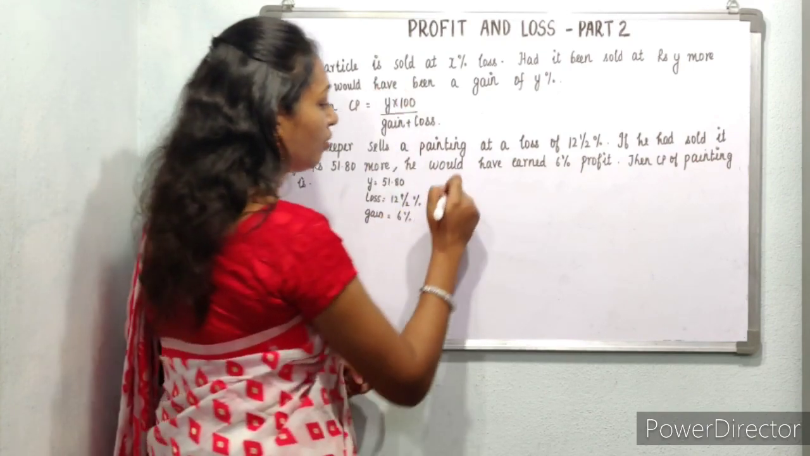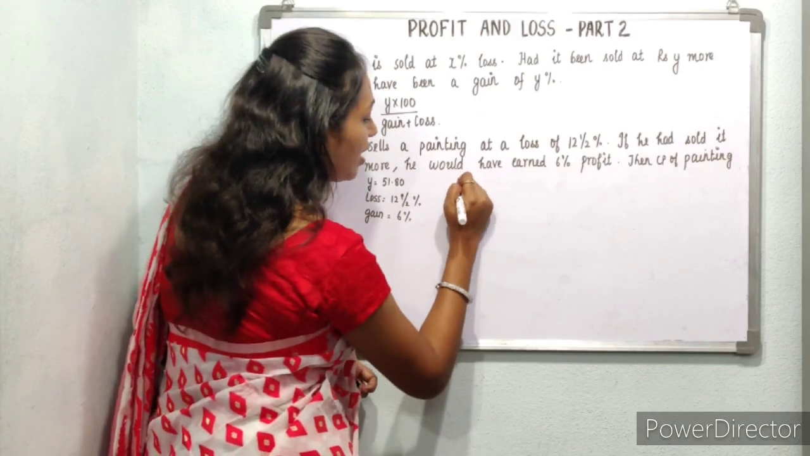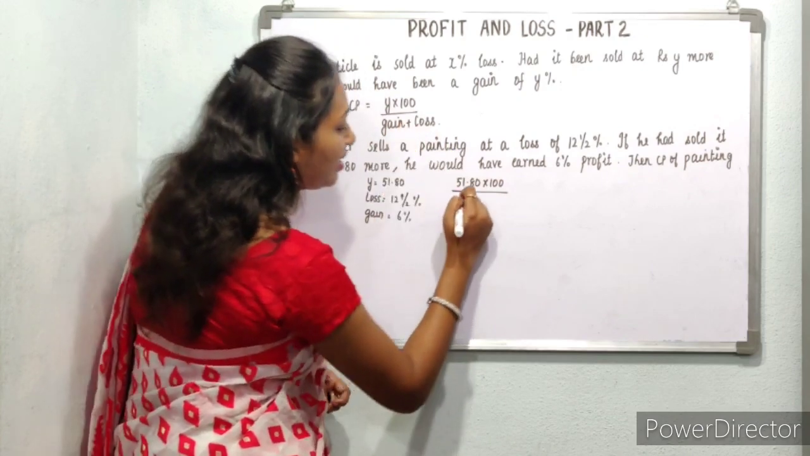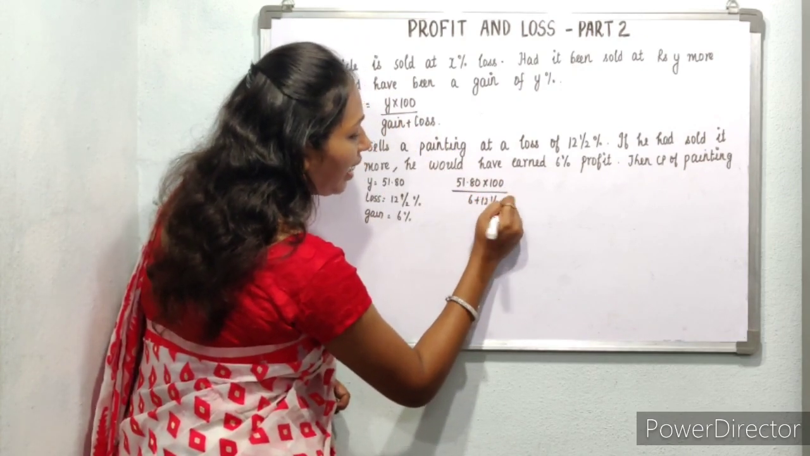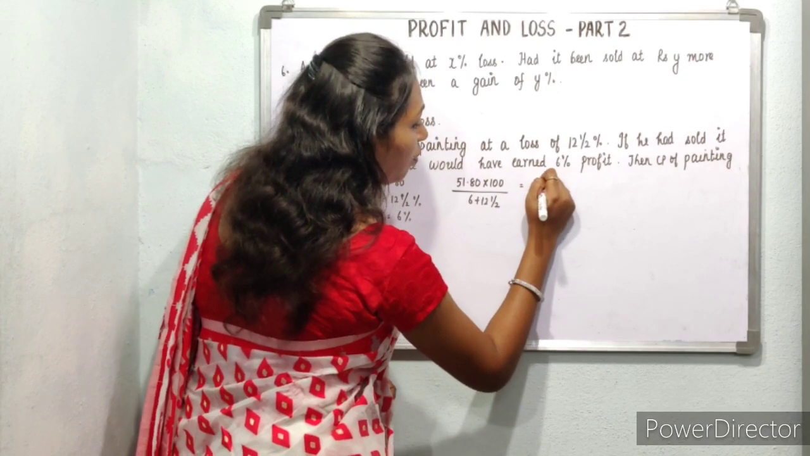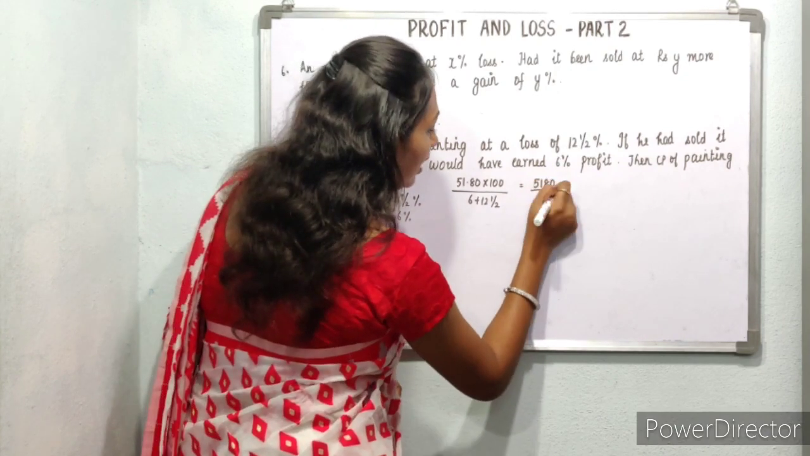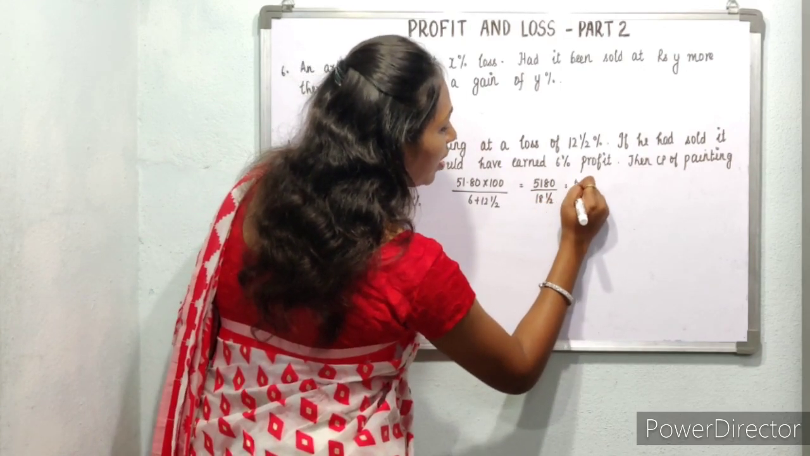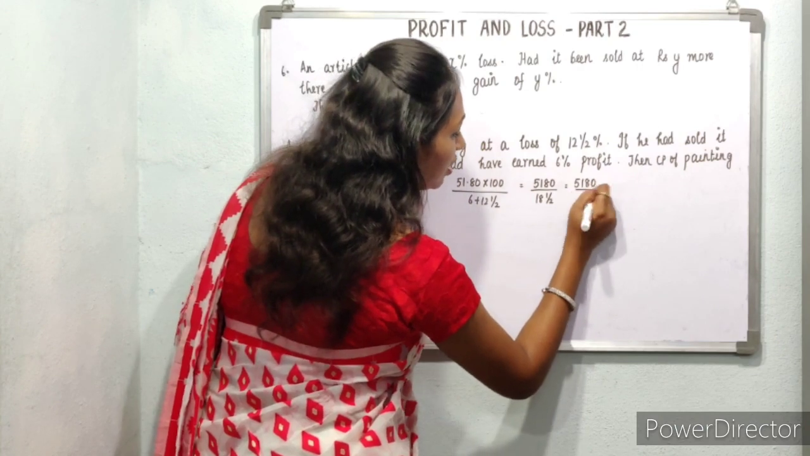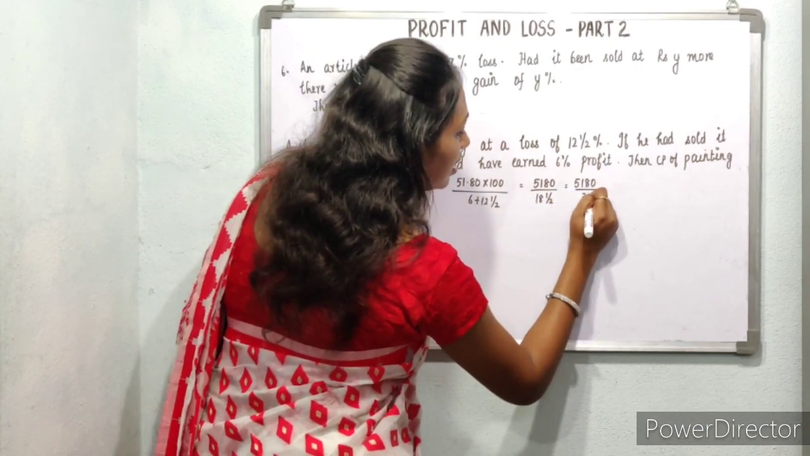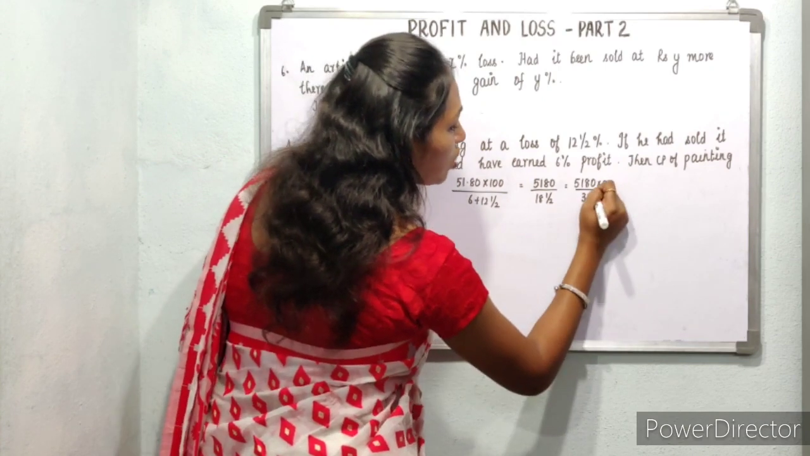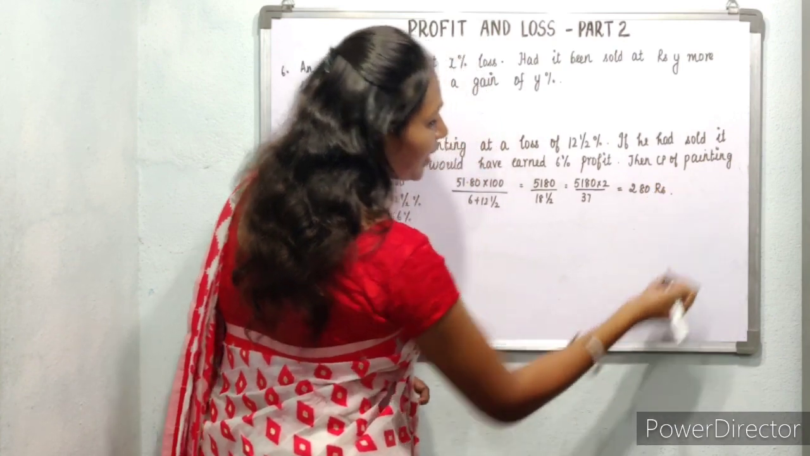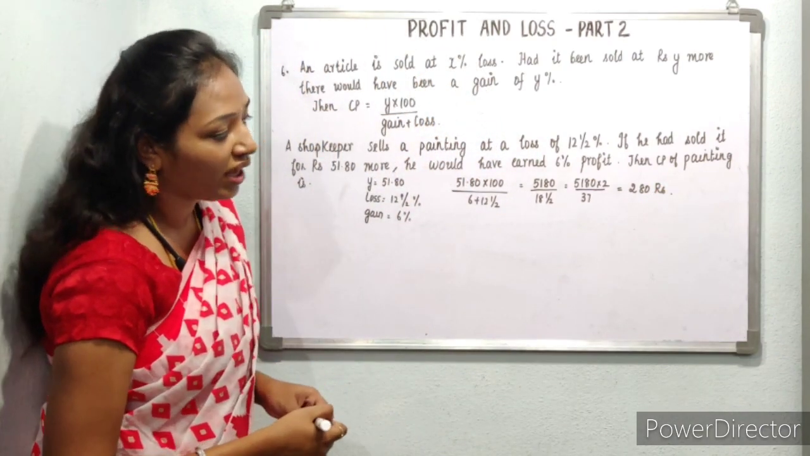Now we'll directly substitute in the formula. So we have the formula Y into 100. So that is 51.80 into 100 divided by gain is 6 plus 12.5. So we'll have 5180 divided by 6 plus 12.5 is 18.5%, which is equal to 5180 divided by 18.5. So when you solve it, you will get it as 280 rupees. So the cost price of the painting is 280 rupees.